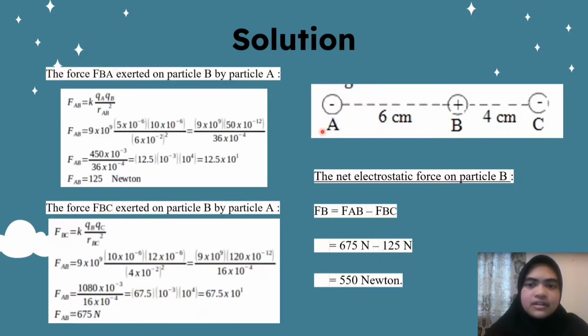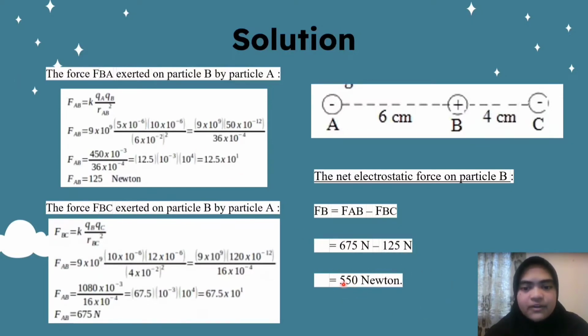And for the force from C on B, we use the same formula where F is equal to K, and the charges of B and C are used in this formula, and the distance between them is used. So we substitute all the values into the formula, and we will get the force of CB, which is 675 Newton. So for the net electrostatic force on particle B, we subtract the values, 675 minus 125, and we will get 550 Newton.